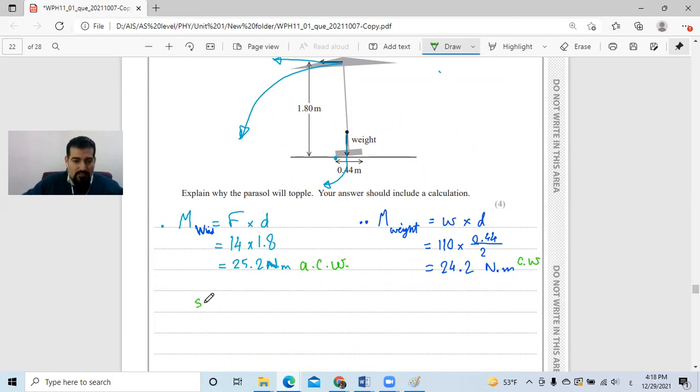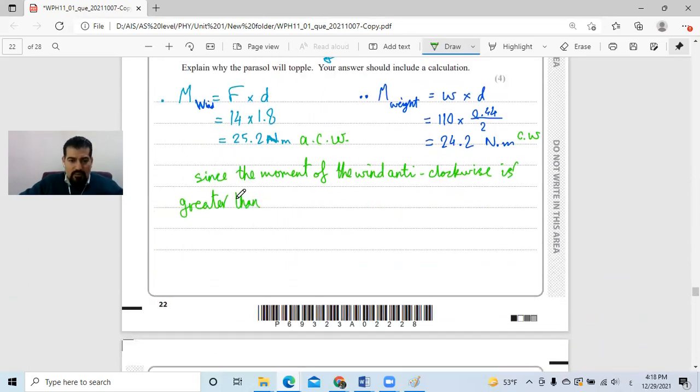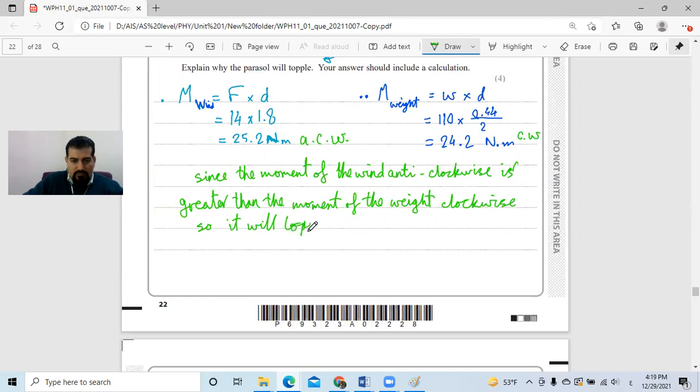So what we are going to say: since the moment of the wind, anti-clockwise, is greater than the moment of the weight, clockwise, it will topple over. It will topple. Why do I divide by 2?